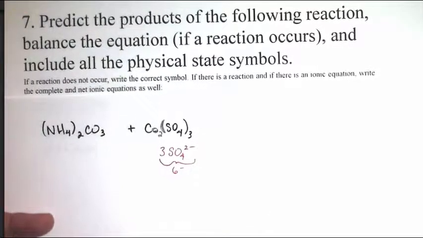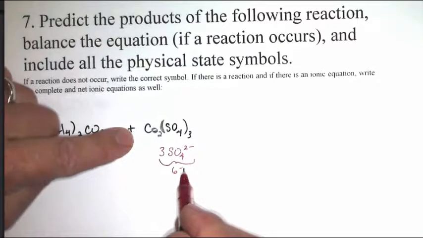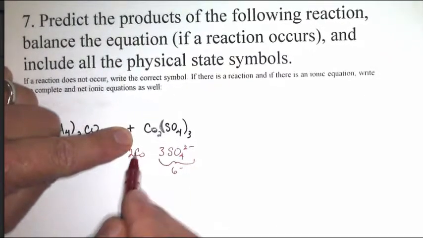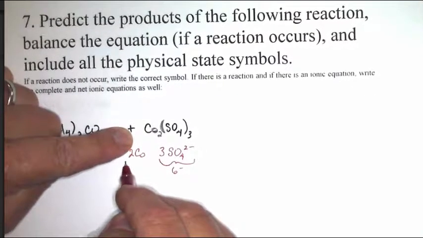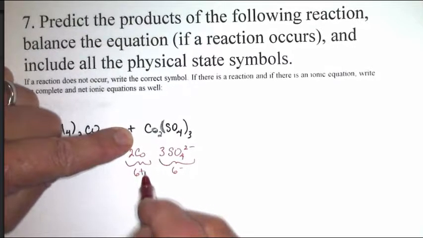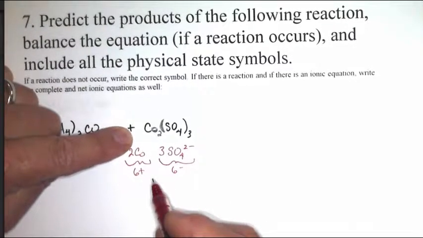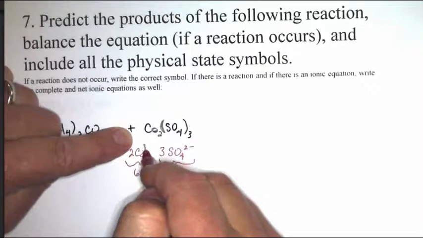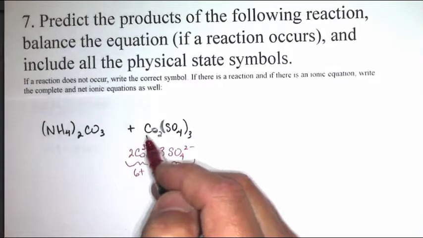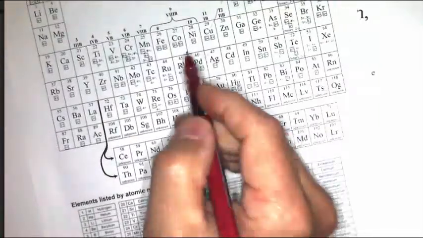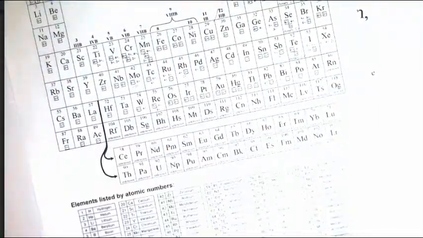Does that make sense? Okay? If this is 6 negative and I have 2 cobalts, I need a charge on the cobalt that's going to give me a 6 positive charge. So what charge on cobalt is going to give me 6 positive? 3 plus. Okay? And if you look on the periodic table with oxidation numbers, you'll find that cobalt has that choice. It can be either 3 plus or 2 plus.